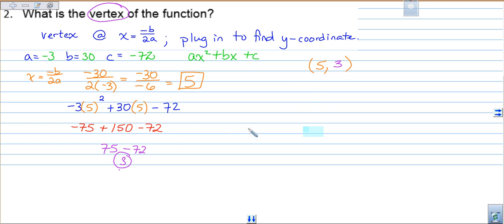So then I put that 3 up here, and this becomes our vertex. And so I tried to color code it so you could see where each number came from. The orange 5 came from the negative b over 2a, and we plugged that in, and we ended up with the purple 3 down at the bottom, which became this purple 3 up here.